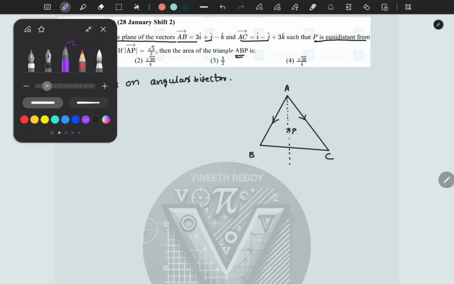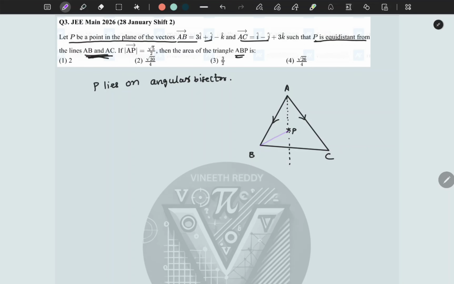Let us say P lies inside. Fine. So now I don't know where exactly P lies. I'm just assuming P can lie outside also. That doesn't change the answer. Fine. So we want to find the area of this triangle ABP. So area will be half mod AB cross AP.